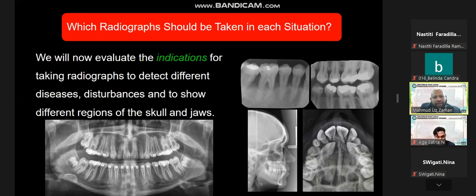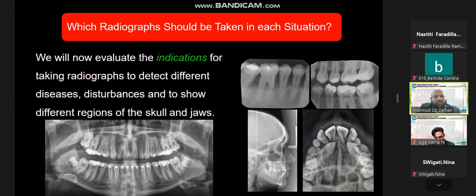So maybe a periapical radiograph for the impacted canine, or for impacted canine you may go for an occlusal view, and maybe to determine the position of the tooth, whether it is buccally placed or lingually placed, you may go for the slob technique. You will take 2 radiographs and determine whether this tooth is buccally presented or lingually presented. So depending upon your infrastructure, you will choose your radiograph.